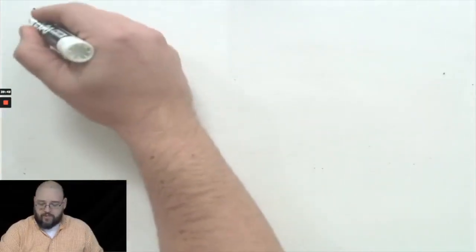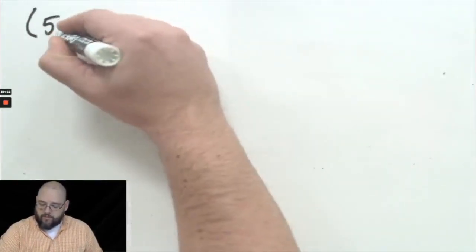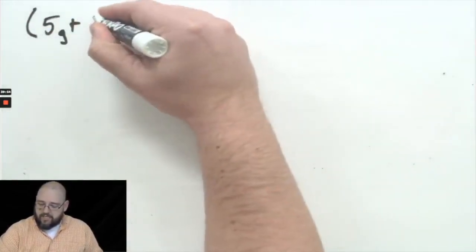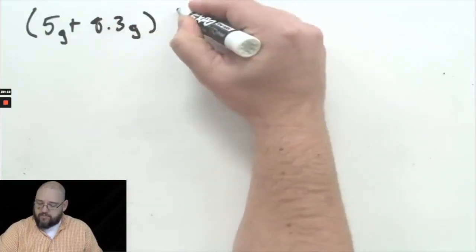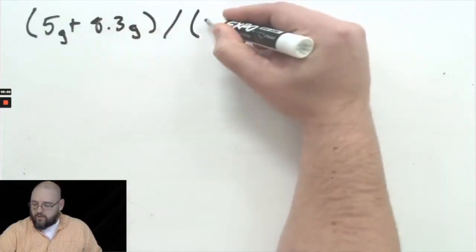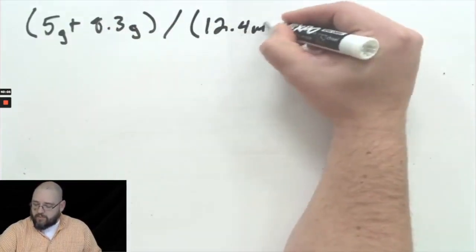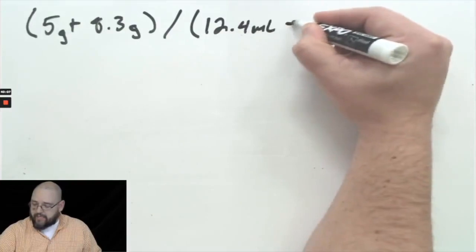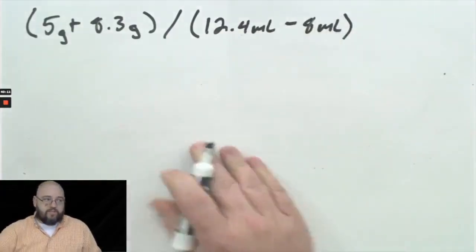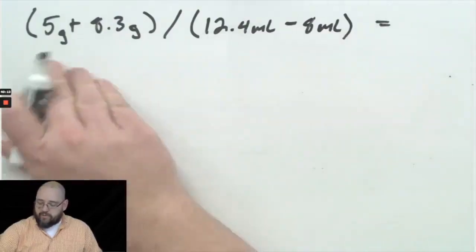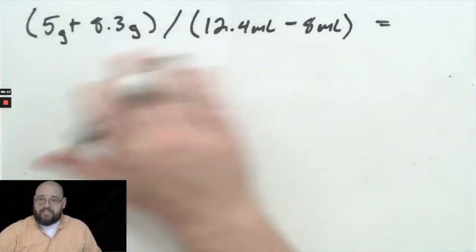Say we have 5 grams plus 8.3 grams divided by 12.4 milliliters minus 8 milliliters. So this is the problem, and this is grams divided by milliliters, so I'm looking for density. And so I want to know this, but these are my measurements.